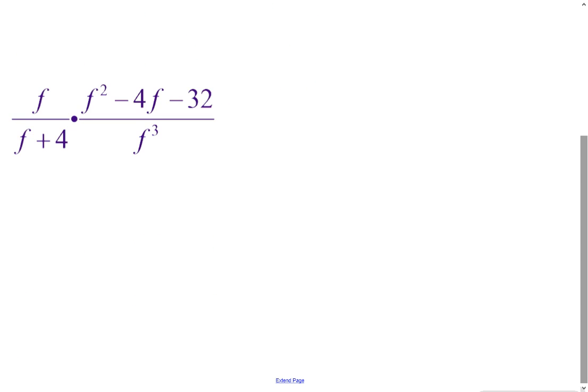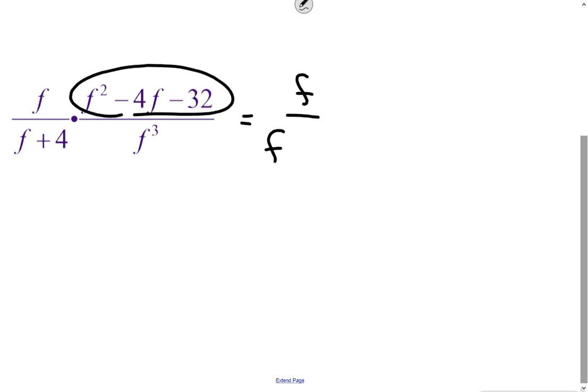In my next one, same concept, but like I said before, I like to simplify first, but in order for us to simplify, we have to be able to see the common factors. Now the f's, yes, I can see those common factors, but this f plus 4, I don't know if this part right here has an f plus 4 in it right now. So what I'm going to do is rewrite this as the f over f plus 4, because there's nothing for me to simplify in that first fraction.